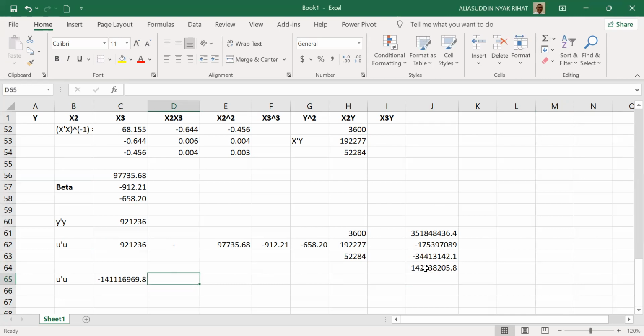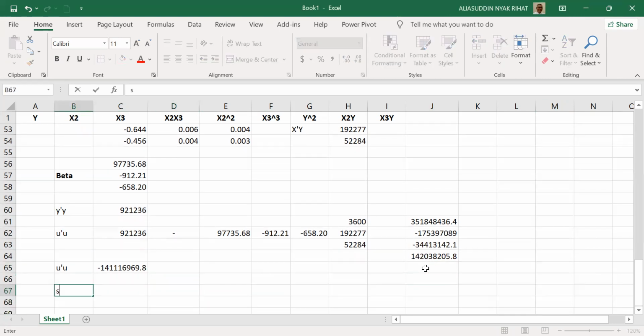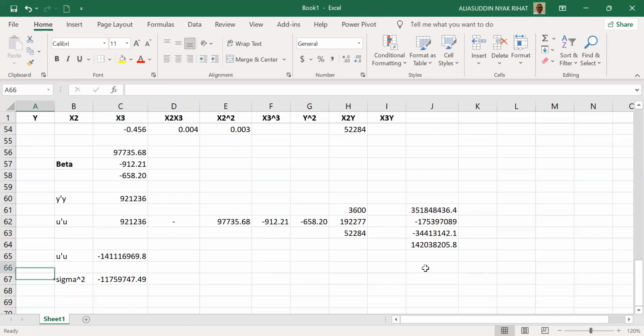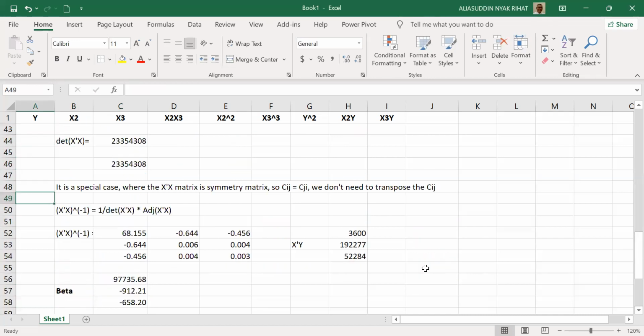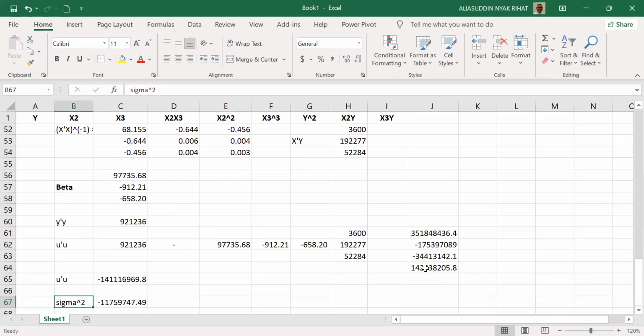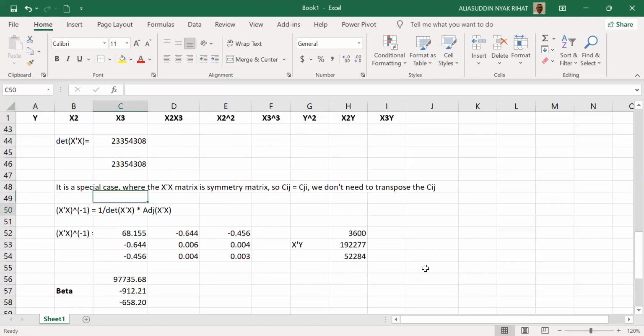Same thing, never mind. Let me check that. We have sigma square here. Sigma square is mu prime mu over n minus k. We have n is 15, 15 minus 3 because we have 3 betas here. And oh my god, this is impossible, because it's negative here. This means we cannot calculate the standard error of beta. Maybe there is something wrong here.